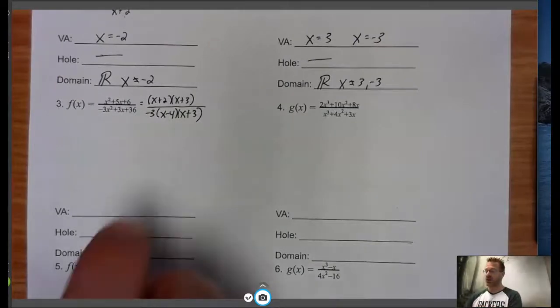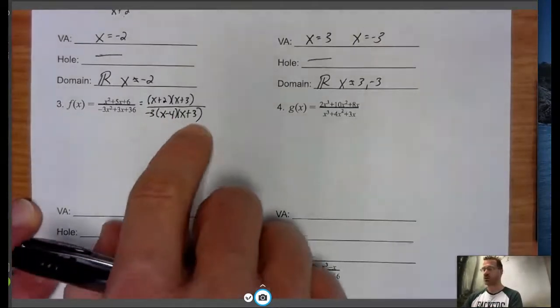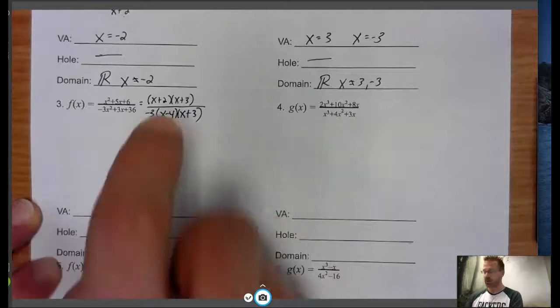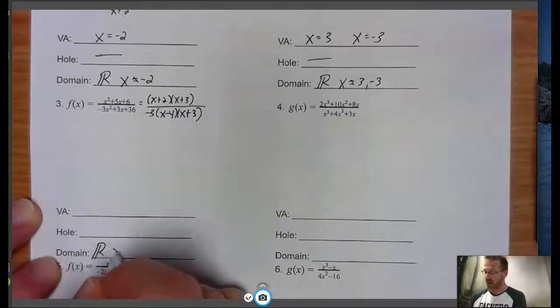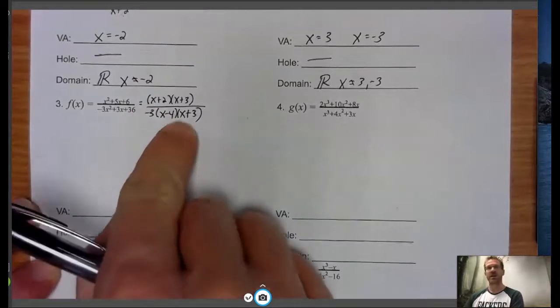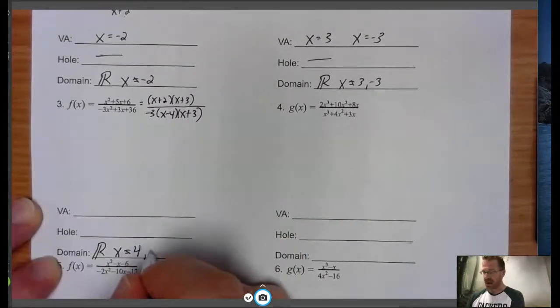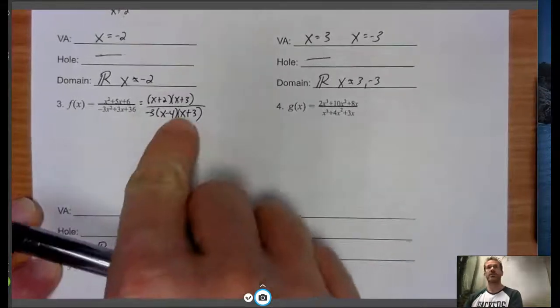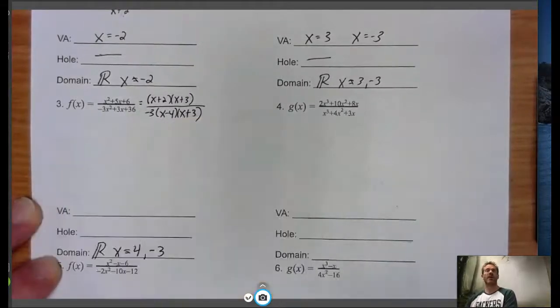Now, once again, I can look. I've got two issues for a domain here. My first factor, x can't be 4, because 4 minus 4 is 0. Now I move to my second factor here. It can't be negative 3, because negative 3 plus 3 is 0. So there are my two domain issues.